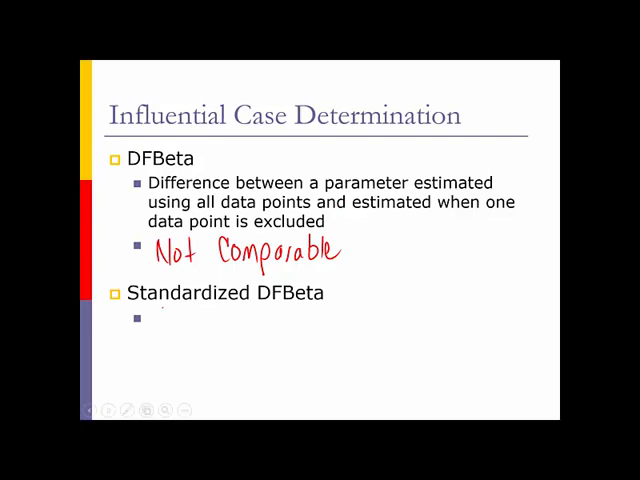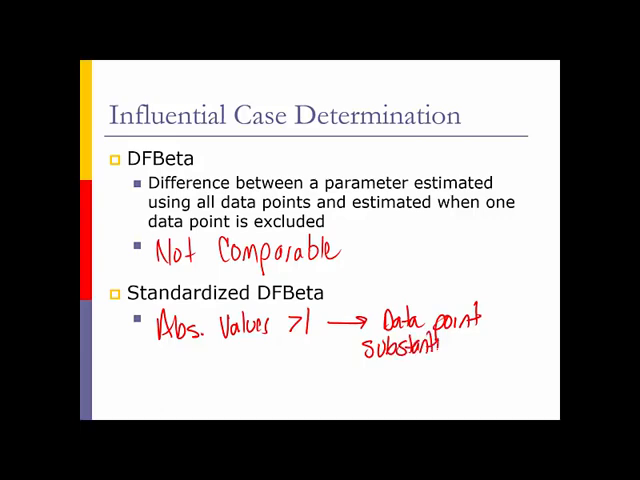So if we have absolute values greater than 1, we have a data point that has substantially influenced the model. So that's another group of data points that you can look at, that standardized DF beta.